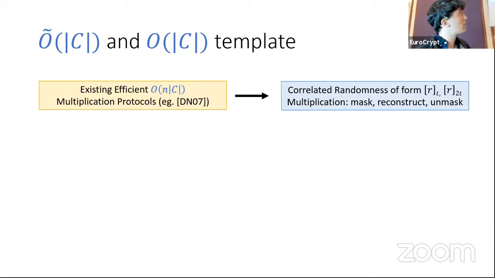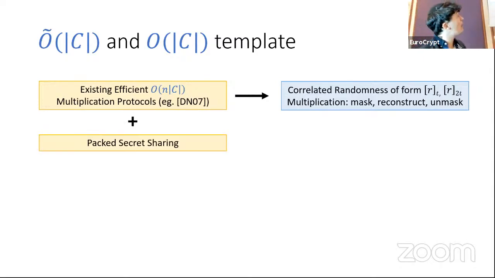And to quickly recap how this works, the players are given correlated randomness with shares of random values R with respect to both degree T and degree 2T sharings. And the multiplication subprotocol has players locally multiply their shares. They then mask using the degree 2T share of the randomness, and everybody sends their shares to a single player, often called the leader, who will then reconstruct the value and send it back out. And then players will unmask the received value using their degree T shares.